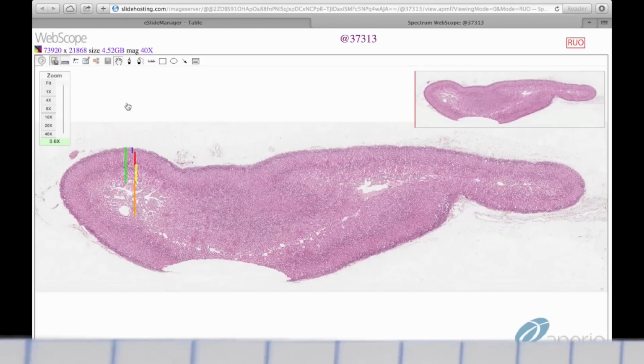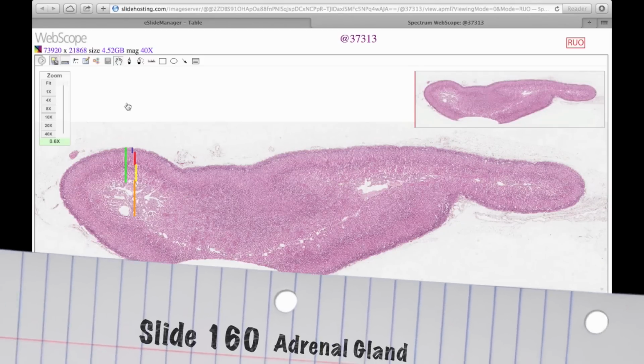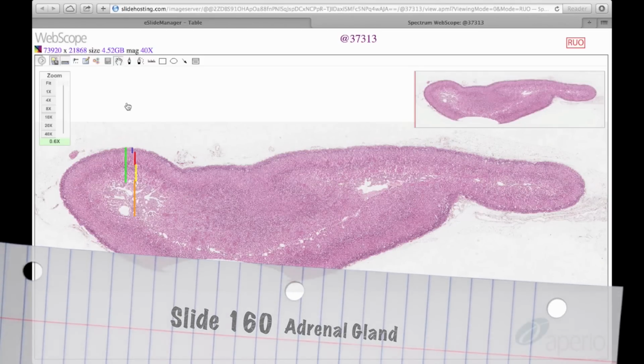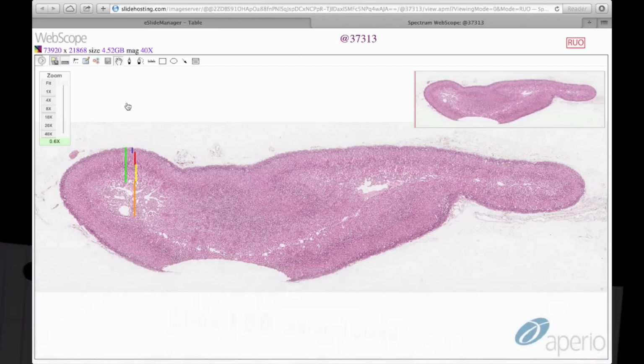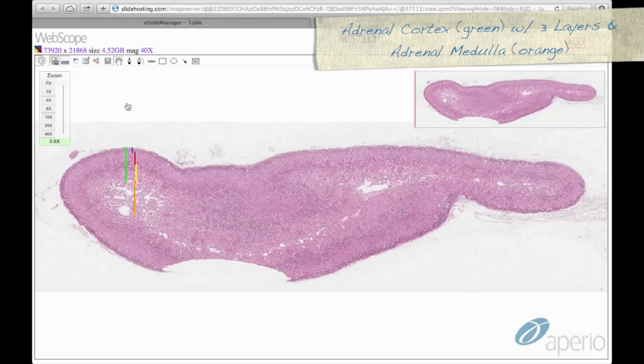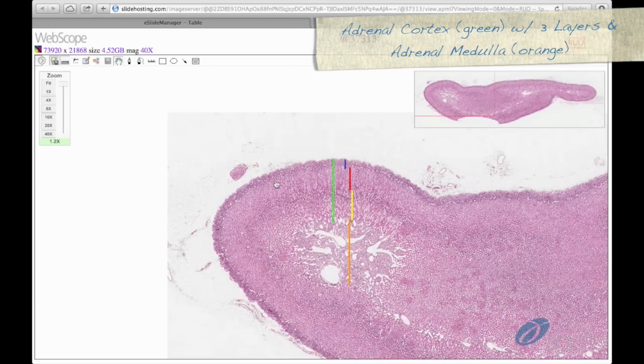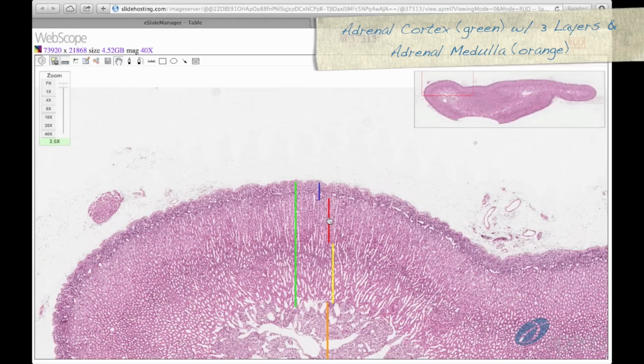We've moved on to slide 160, which is a section of the adrenal gland stained with H&E. The adrenal, or suprarenal gland, is a multifunctional endocrine organ encased in a connective tissue capsule. The outer adrenal cortex is spanned by the green line, with the extent of the inner adrenal medulla spanned by the orange line. As I zoom in, the cortex is organized into 3 distinct layers.